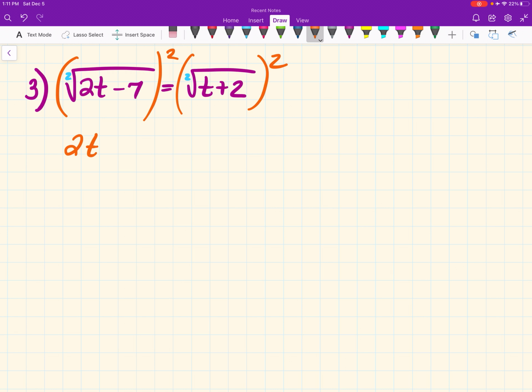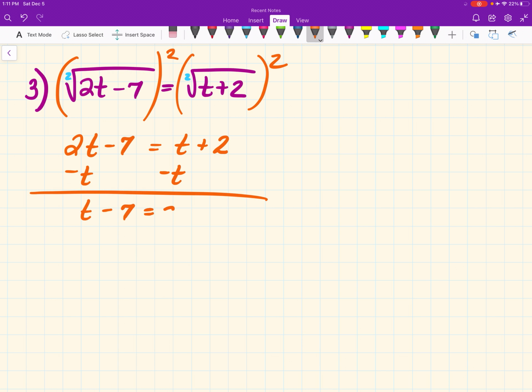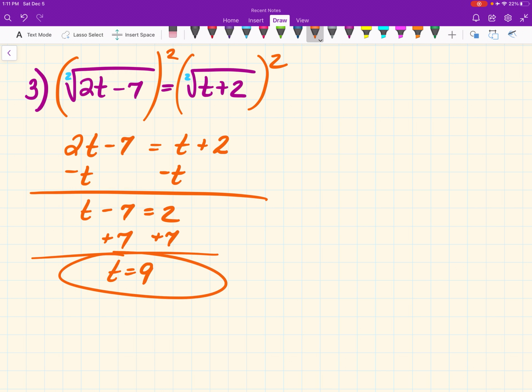So 2t minus 7 equals t plus 2. Now we just solve the equation. Minus t, t minus 7 equals 2. Add 7, t equals 9. Okay, that seems to be the answer.